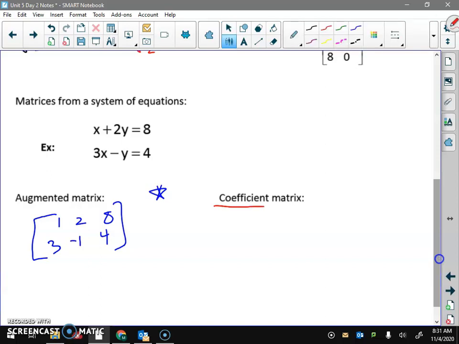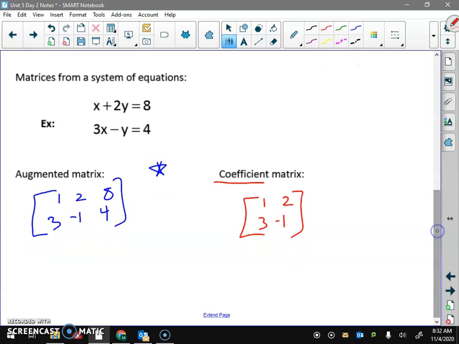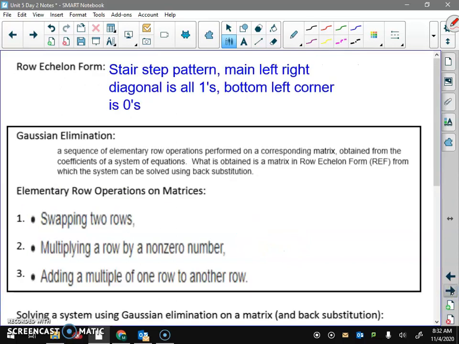A coefficient matrix is just the coefficients. So in this case, it's 1, 2, 3, -1. It's square. It's 2 by 2. But again, we'll focus on the blue one more. All right, here's what we're going to do.